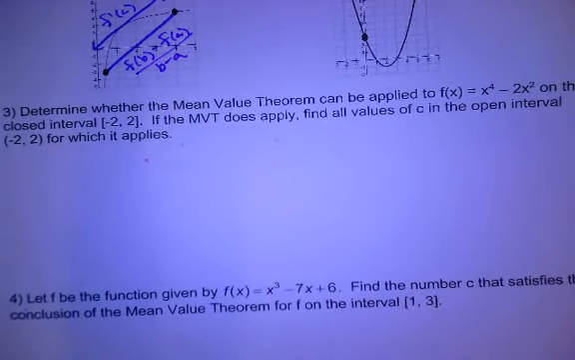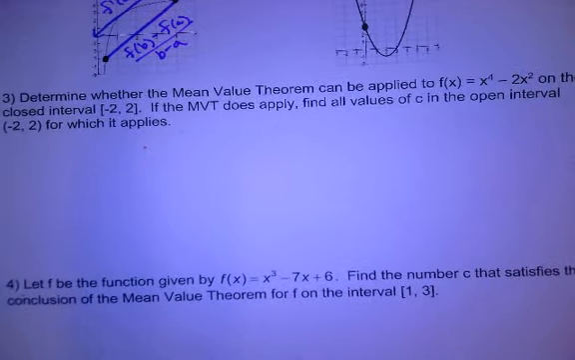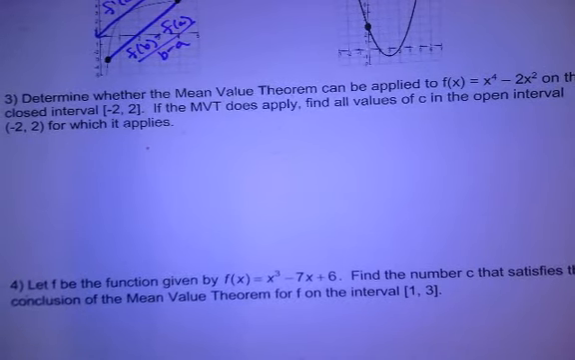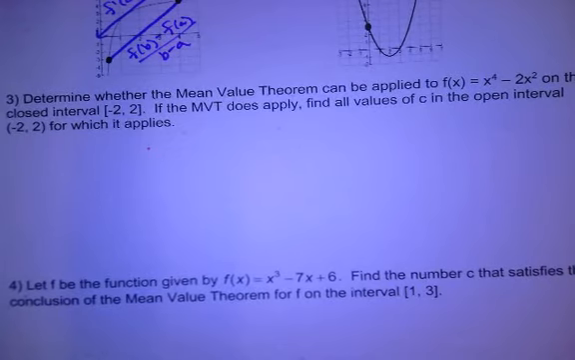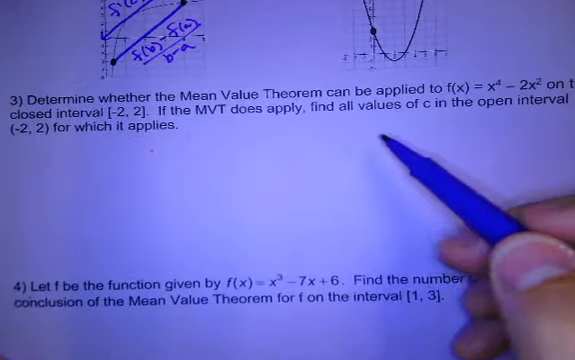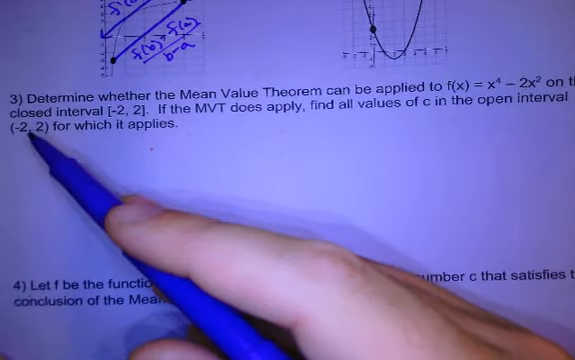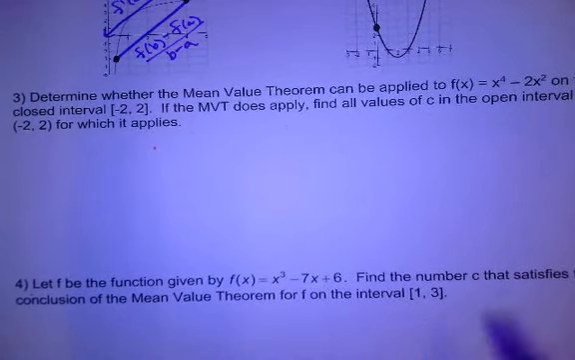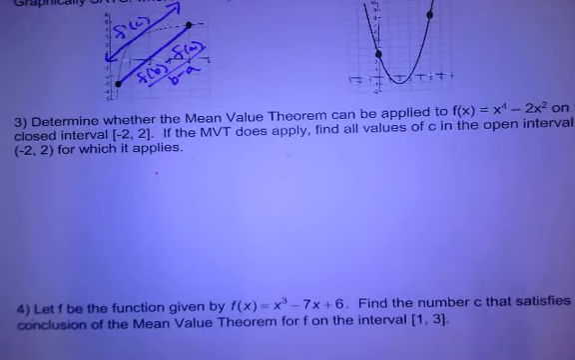So to determine whether the mean value theorem can be applied. Applied just means it needs to be continuous and differentiable. You got those things, boom, you're good to go. On the closed interval, -2 to 2. If it does apply, find all C values on the open interval, -2 to 2. Alright, let's go for it.